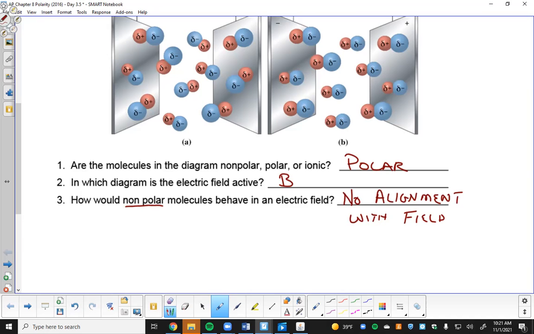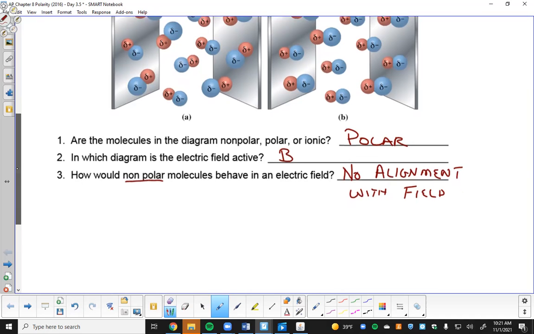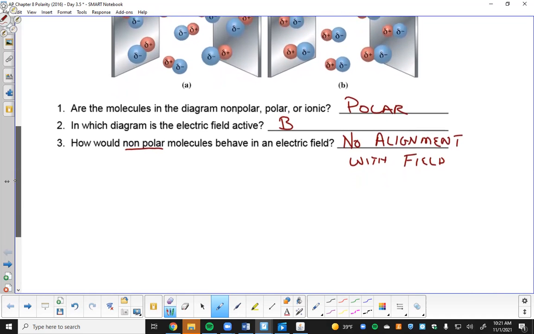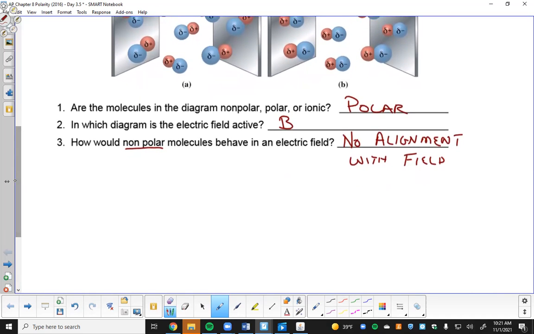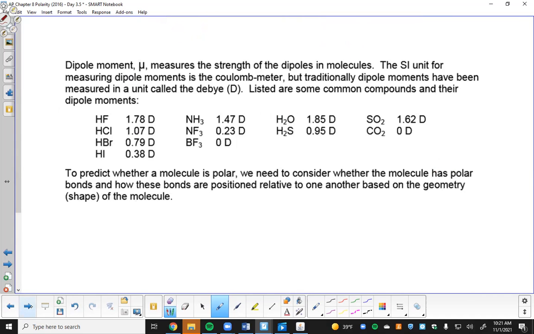Ionics would snap to attention and try to align themselves the best they could as well. If you had formula units in there, they have charges. The dipole moment measures the polarity. The SI unit for measuring dipole moments is the Coulomb meter, but traditionally dipole moments have been measured in a unit called the debye. Listed are some common compounds and their dipole moments measured in debye.